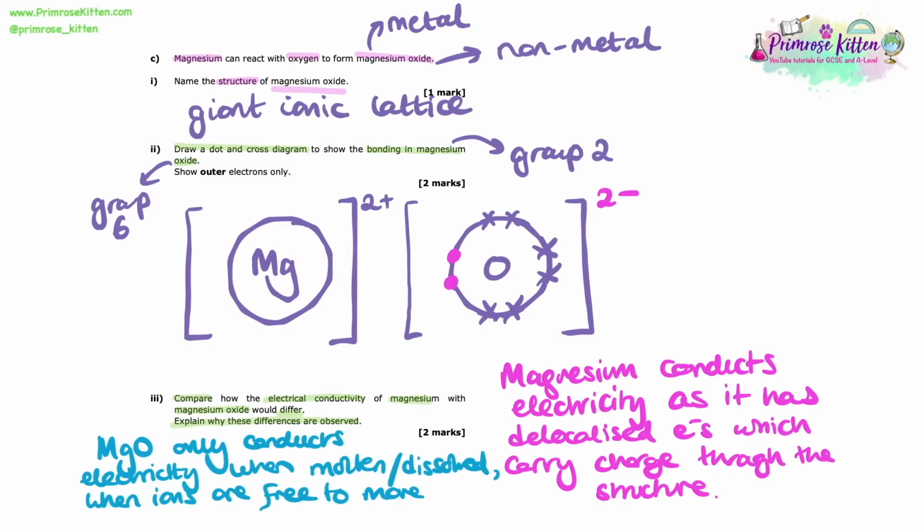It doesn't have the metallic bonding and the delocalized electrons that magnesium on its own has. It relies instead on its ions to carry charge, but those ions need to be in a state that enables them to be free to move, which is when it's molten or aqueous.